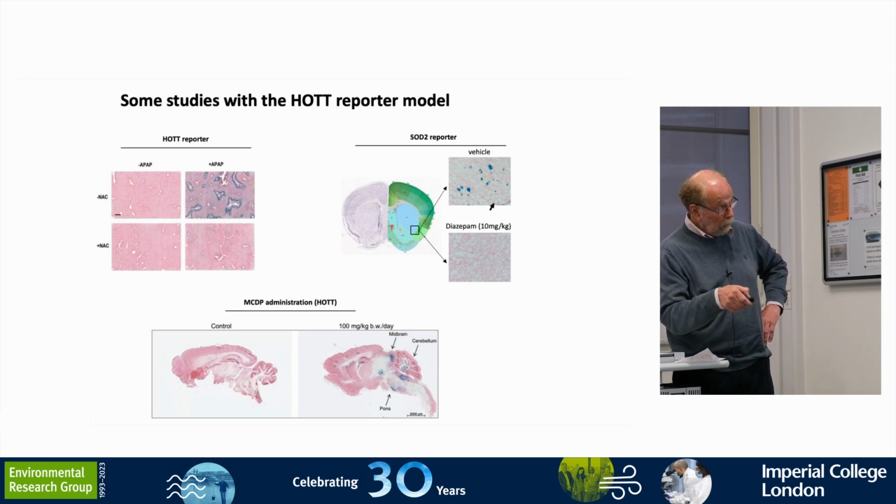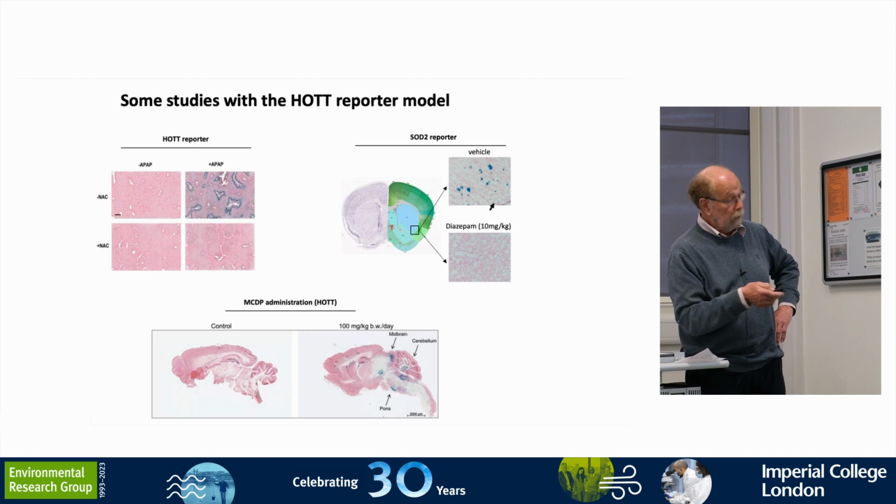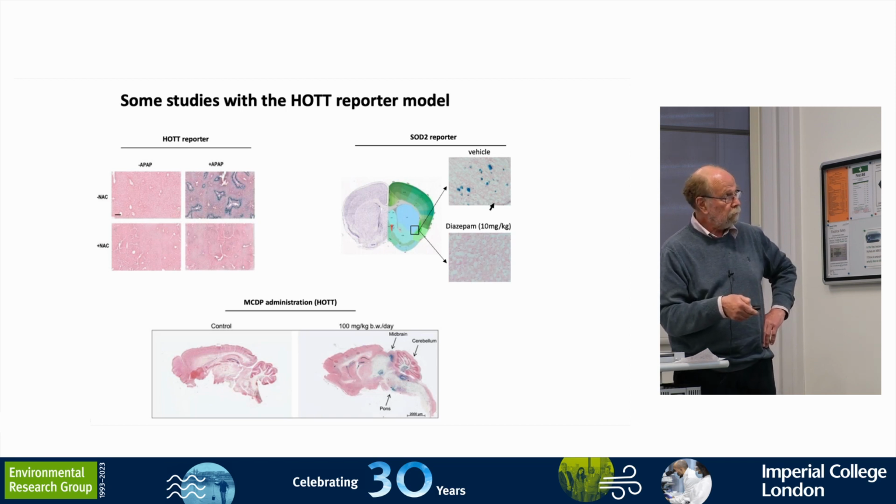This is another study where a German collaborator group put a food contaminant into the mice, and again showed very specific neurological changes in oxidative stress in the brain.